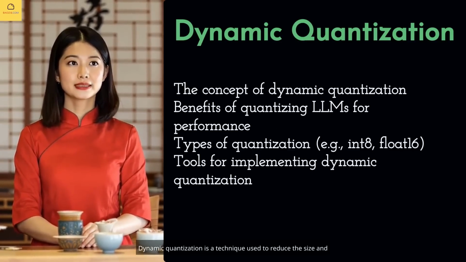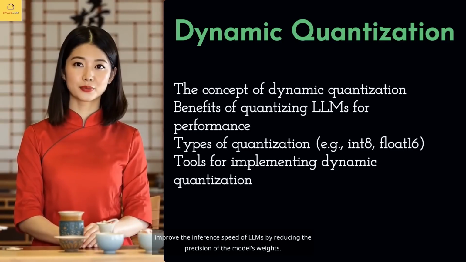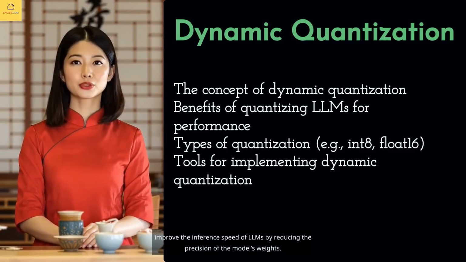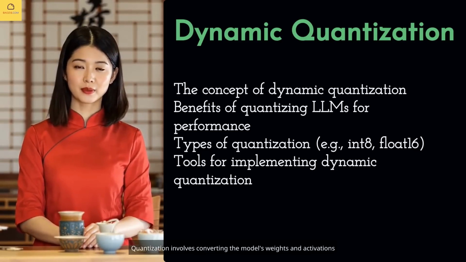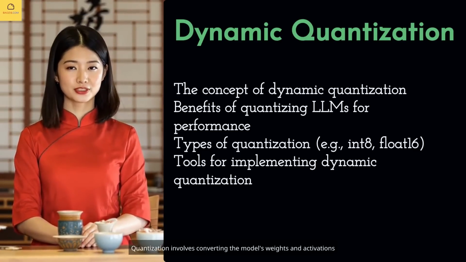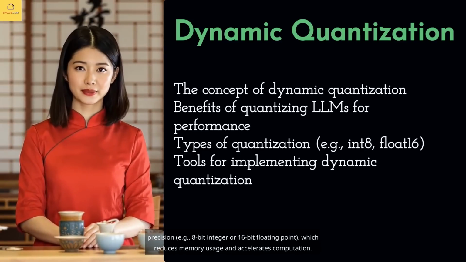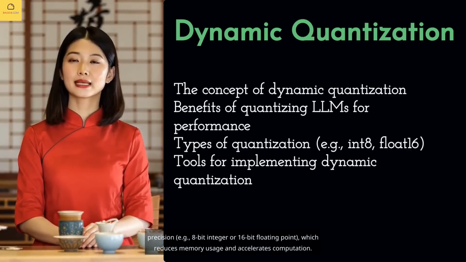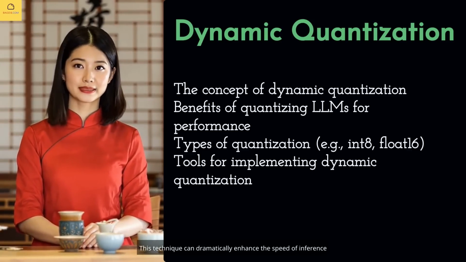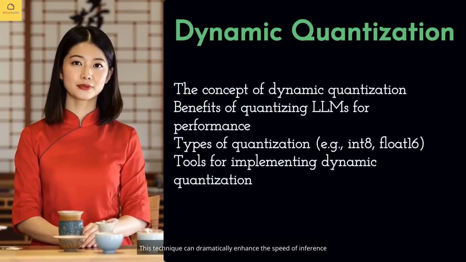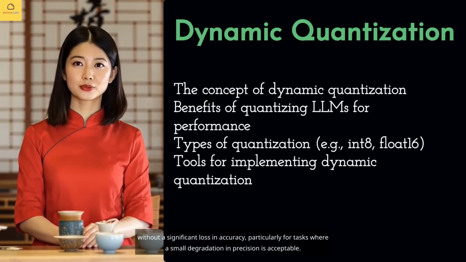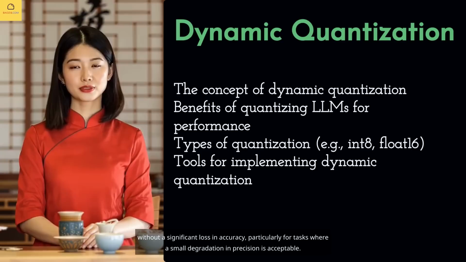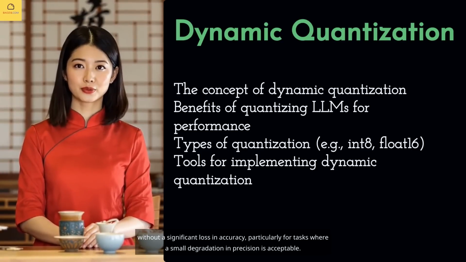Dynamic quantization is a technique used to reduce the size and improve the inference speed of LLMs by reducing the precision of the model's weights. Quantization involves converting the model's weights and activations from higher precision, such as 32-bit floating point, to lower precision, e.g., 8-bit integer or 16-bit floating point, which reduces memory usage and accelerates computation. This technique can dramatically enhance the speed of inference without a significant loss in accuracy, particularly for tasks where a small degradation in precision is acceptable.